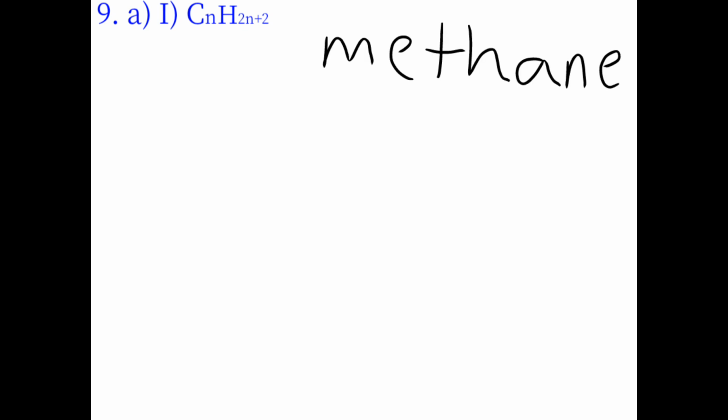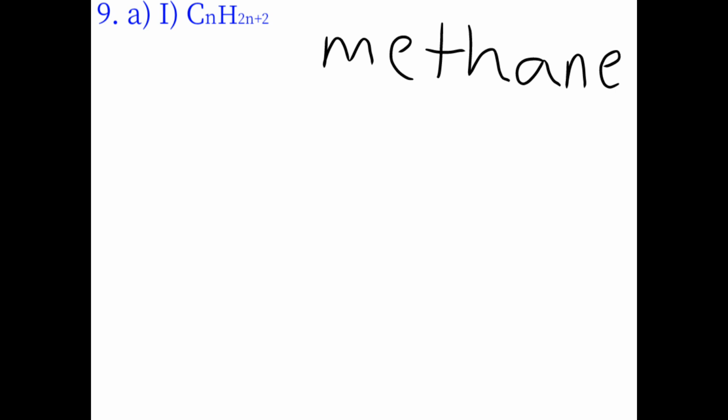I will give an example. Let's look at an example of methane. By the way, the compounds in each homologous series are arranged in order according to the number of carbons that the compound has.